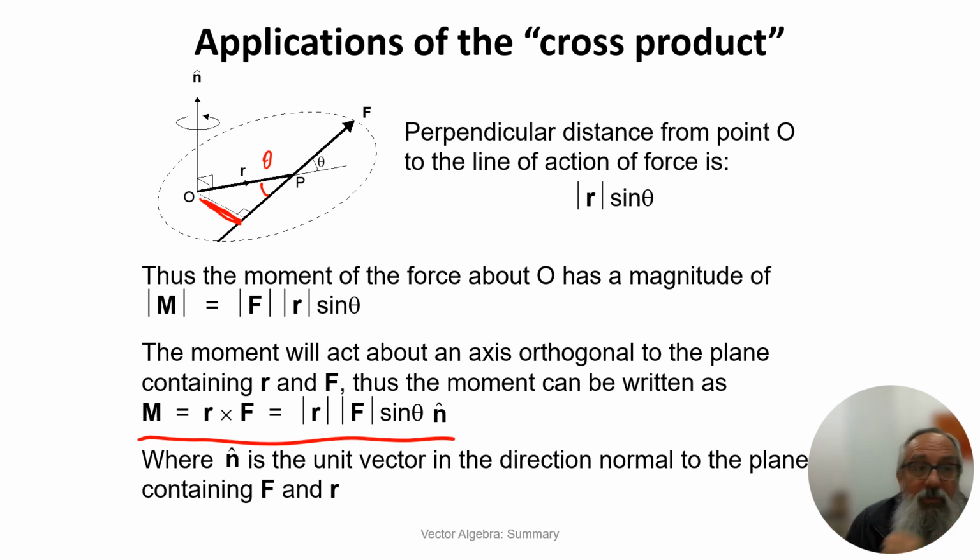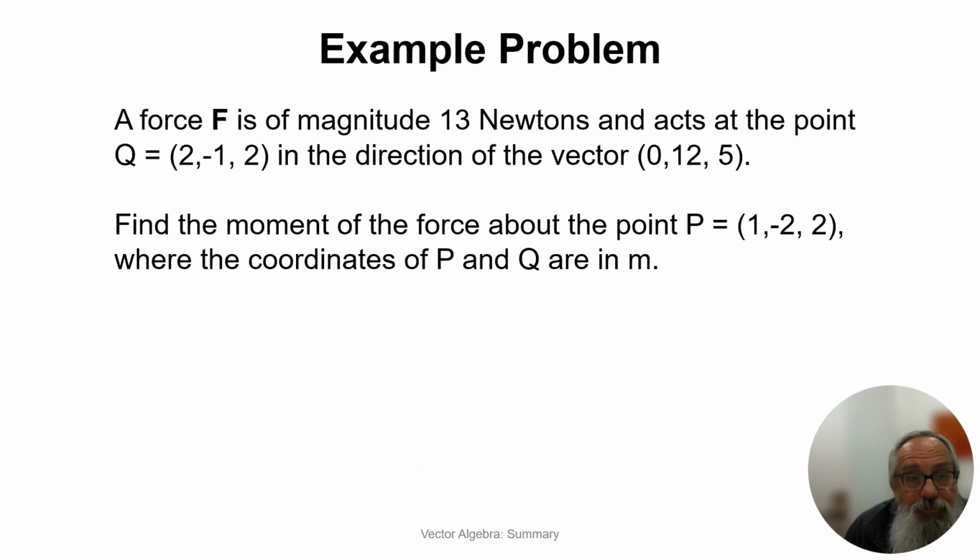So the moment: if r is a position vector on the line of action of the force, and F is the force, the cross product gives us the moment about the point of origin of r. So let's do an example problem of that. The force F is 13 newtons, acts at a point there, so there's our point, and in the direction of the vector (0, 12, 5).